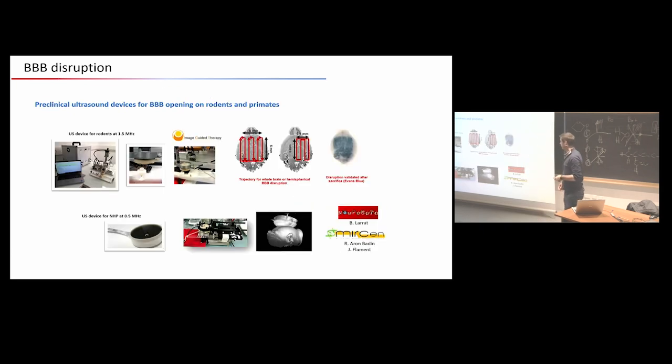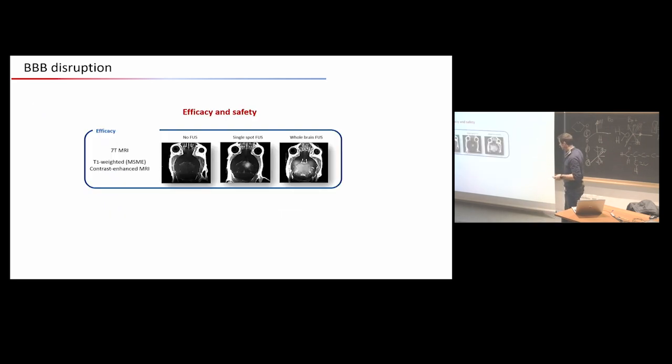And now we have many labs working on different protocols. Those are the protocols we have in the lab. We are doing that on rodents, but also on monkeys, in which we use robots to move our ultrasound transducer above the head. Thanks to that, we are able to make whole brain BBB opening, half hemisphere, or just targeted BBB opening. It's the same for primates. We are able to do all configurations now.